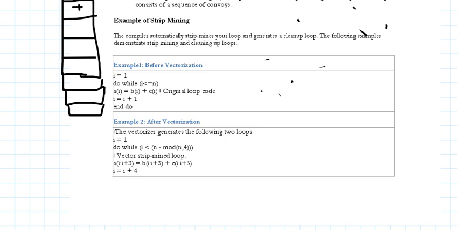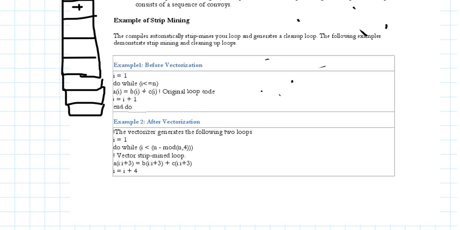If you look into the first table, this is before vectorization. Here I has been initialized to 1, and then you have a do while loop which will run until I is less than or equal to n. Then in the loop you are doing a[i] equals b[i] plus c[i]. This is your original loop code, and then you are incrementing I by 1.